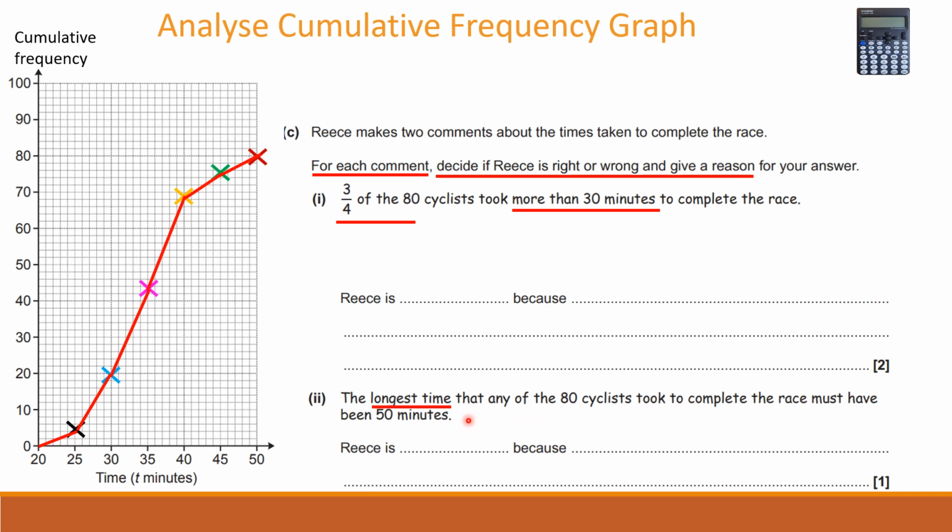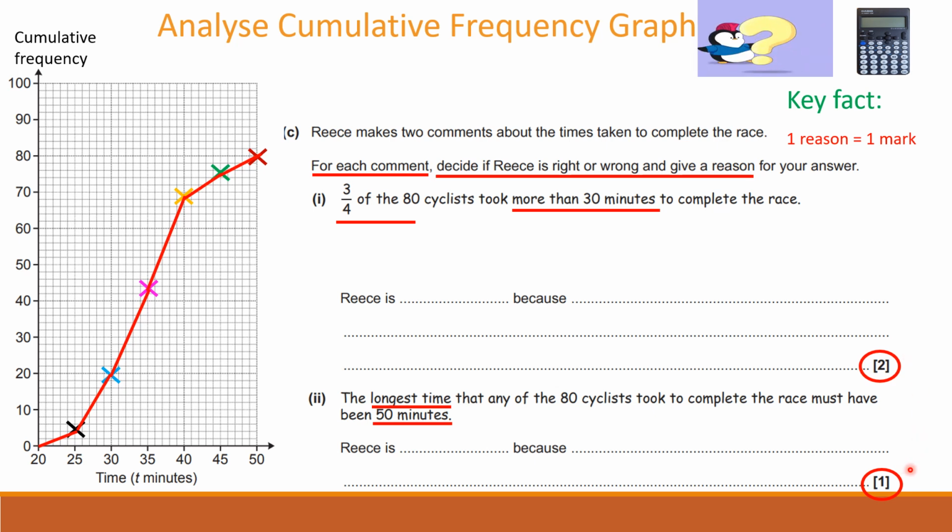Then on the second part, we've got the longest time any of the 80 cyclists took will be 50 minutes. And again, you've got to say whether he's correct or incorrect and give your reason why. The first part is worth 2 marks, the second one is worth 1 mark, and you must give your reasons as well as being correct here. The key facts are that for 1 reason you get 1 mark, so if it's worth 2 marks you need to give 2 reasons. Here you need to give 1 reason because it is only worth 1 mark. Press pause, have a go at answering the question, and then press play when you're ready to hear the answer.